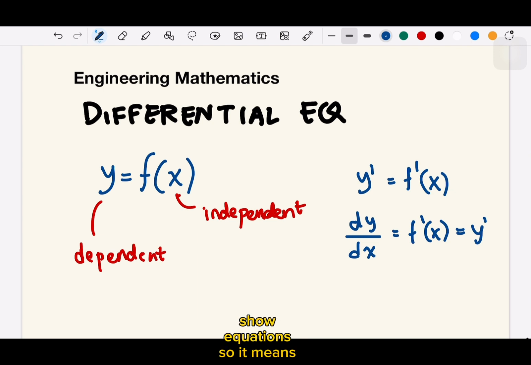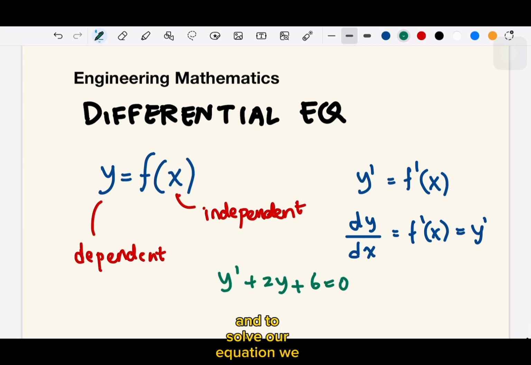So this is our derivative, right? The first derivative. It means an equation that has differentials inside, so I can write an equation like this. For example, y prime plus 2y plus 6 equals 0. This is what we call a differential equation.